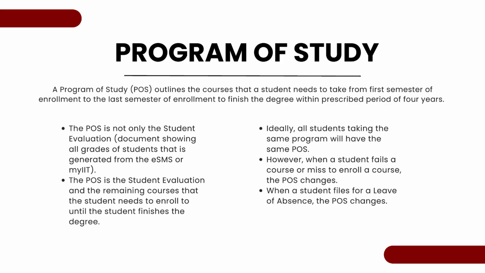Let's start with a crucial document, your Program of Study, or POS. A POS outlines every single course you need to complete, semester by semester, to earn your degree within 4 years. Please note, your POS is not just your ESMS or My IIT Student Evaluation grade sheet. It includes your completed grades plus the remaining roadmap of courses you must take until graduation.